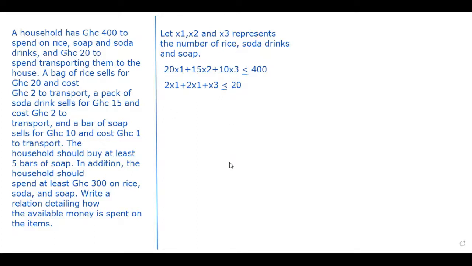Okay. So we are done with the amount spent, the transportation. Now let's move on to this one. They are saying that the household should buy at least 5 bars of soap. So this one, they are talking about the soap. That's the S3. They are talking about S3 alone.